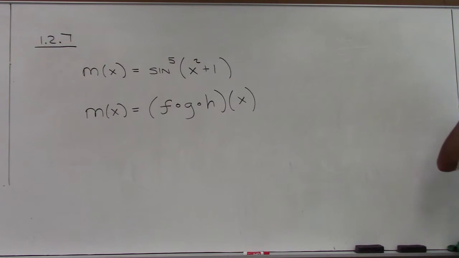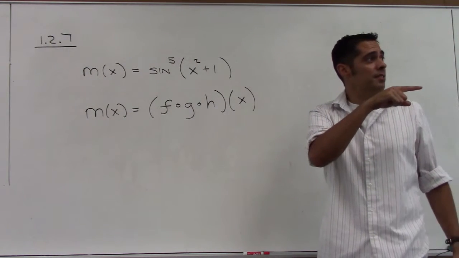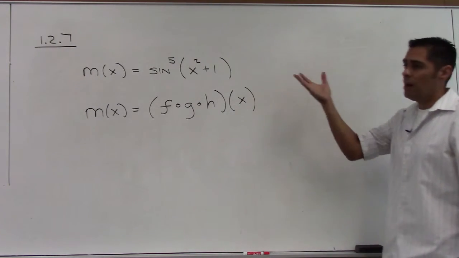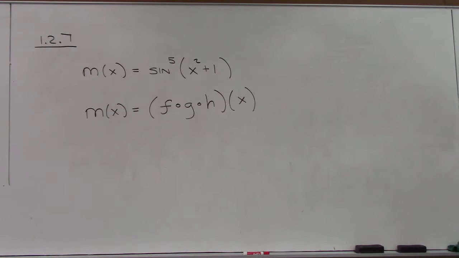So how many layers are there? How many layers am I asked to find here? There's three layers. So I want to see if I can look at capital M as being a three-layered function. You have an outer layer, a middle layer, and an inner layer. And I always like to start with the outer layer and work my way in. But some students can see it easier if they start from the inside and work their way out. It just depends on you.